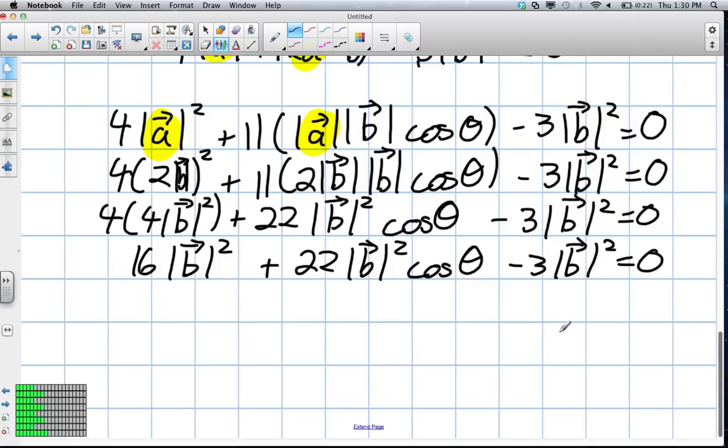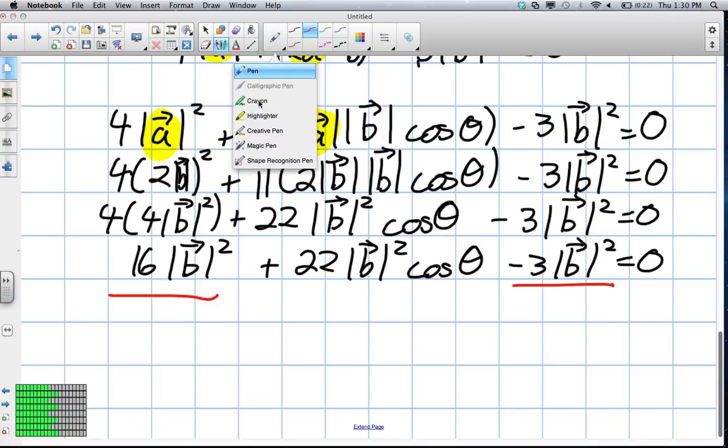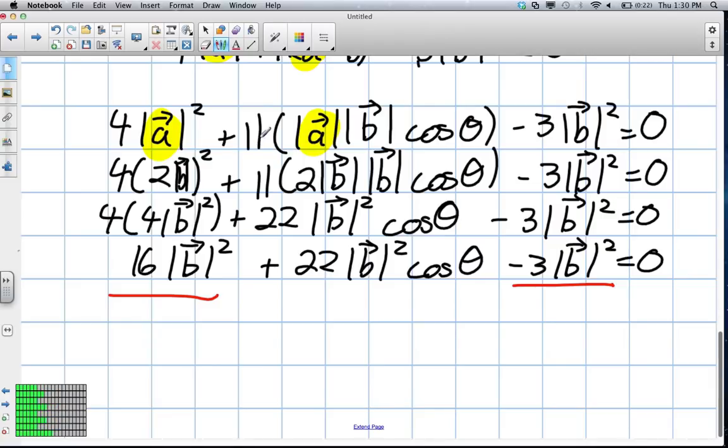Okay, here's our tough part. Our two like terms are 16B squared and negative 3B squared. The 22B squared is not technically a like term. Anyone know why? Because the cos is attached to it. In other words, it's multiplied by cos theta. So we can't combine those as like terms. Because remember our goal was to find the angle between the two vectors, I'm going to move that term to the other side of the equation. So when we move it over, I'm going to combine 16B squared minus 3B squared. Anyone know what that is?